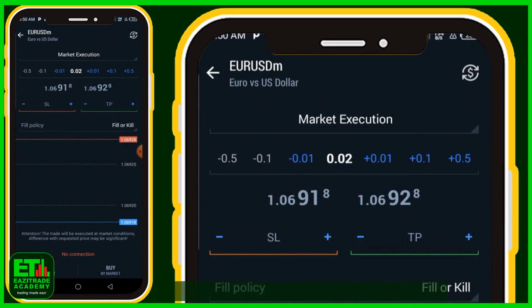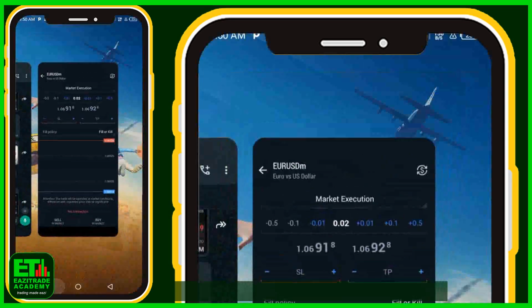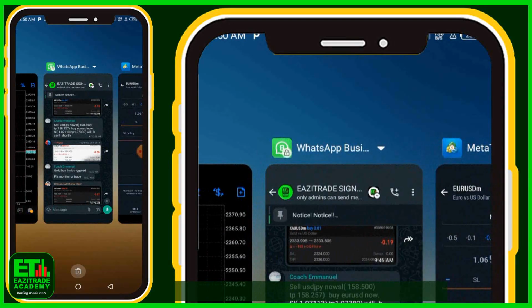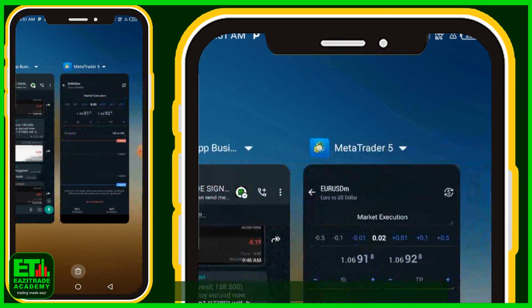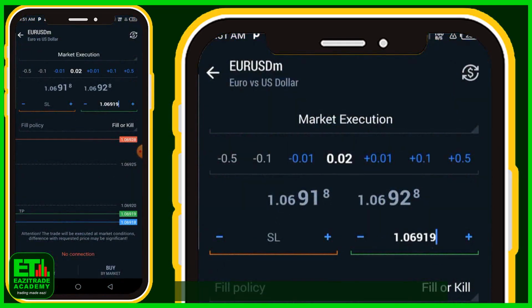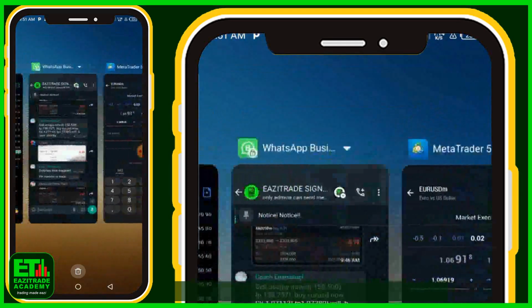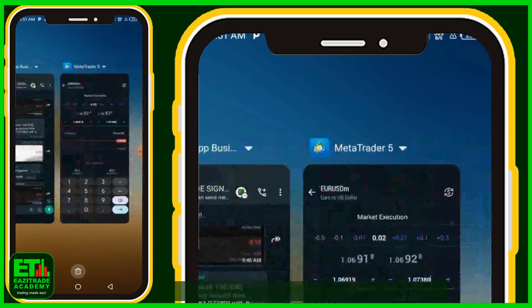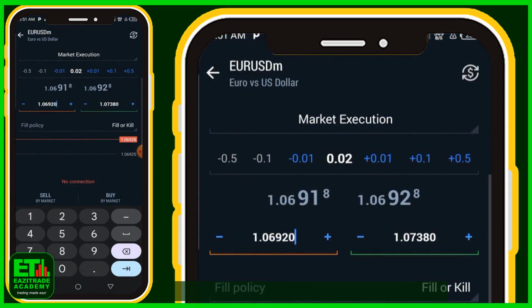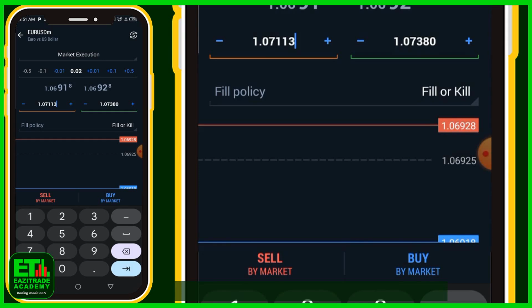Once you buy, you can now later modify to enter the take profits, which is 107380, and stop loss as seen here is 107113. But I cannot buy now because the market is not running. This particular pair is not running.